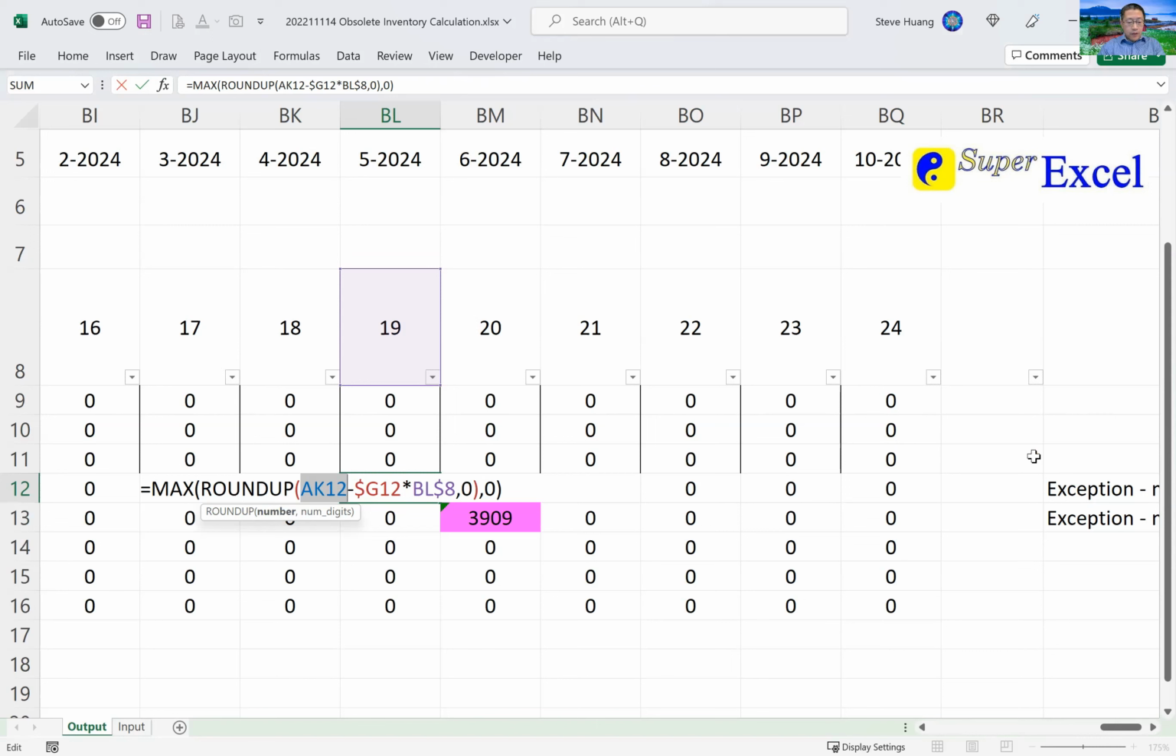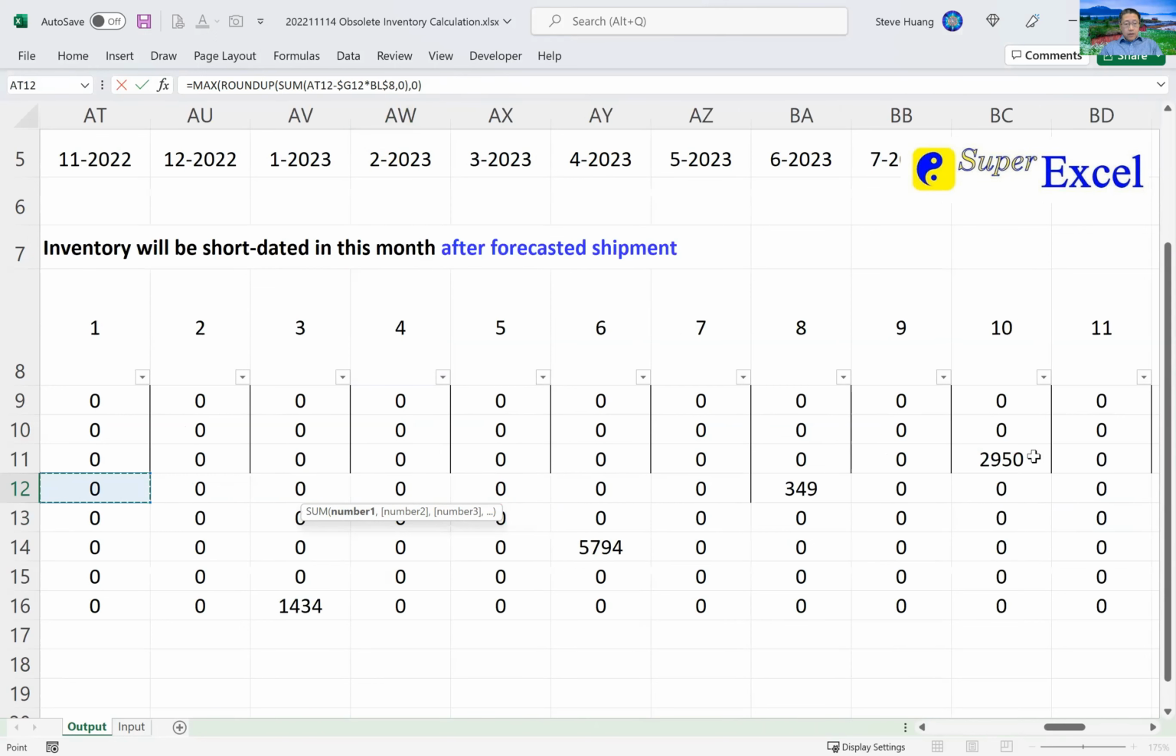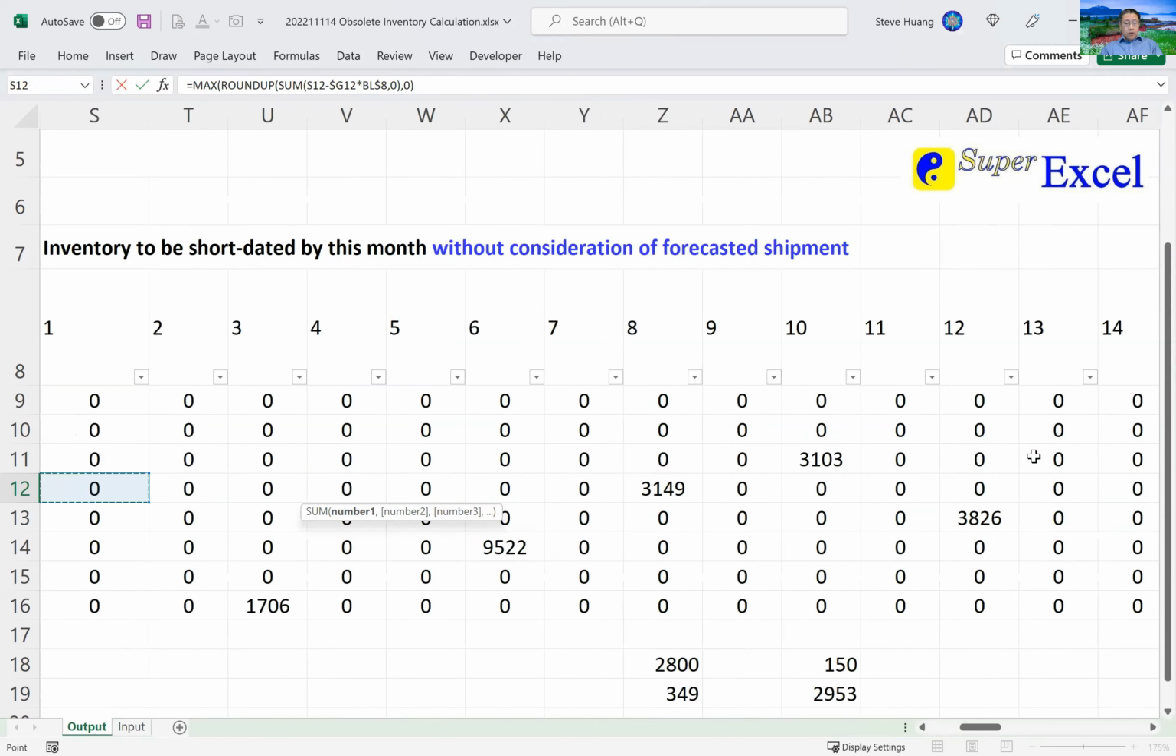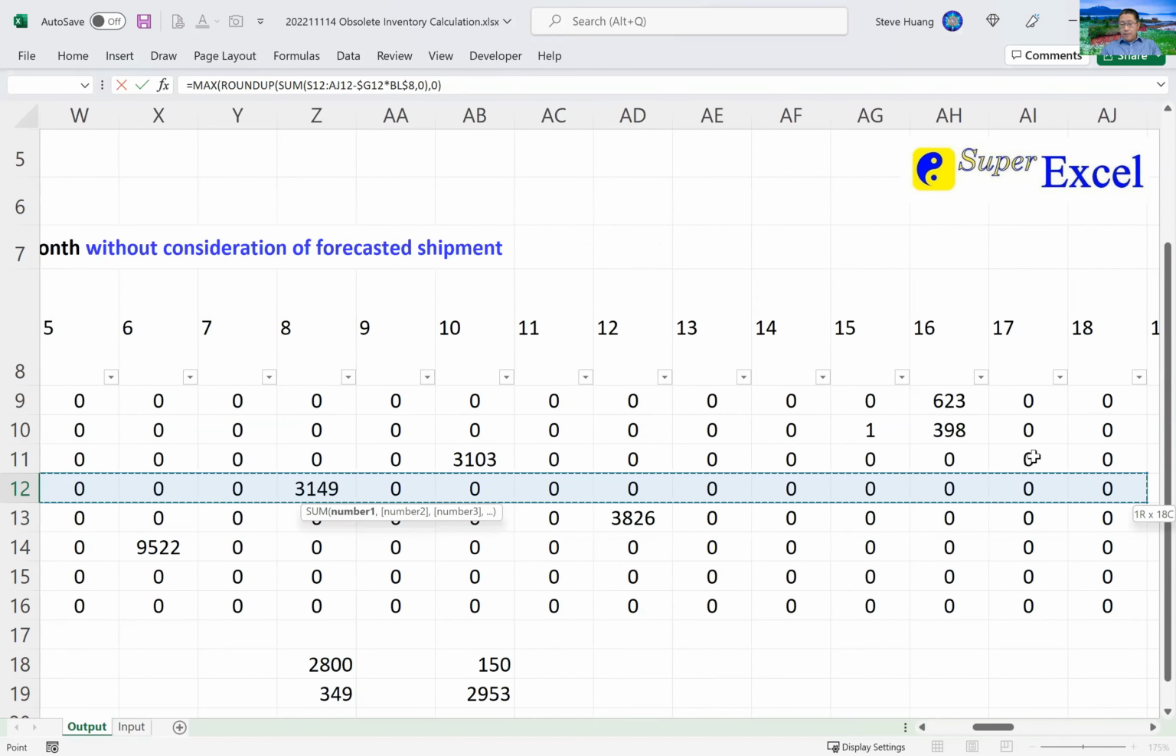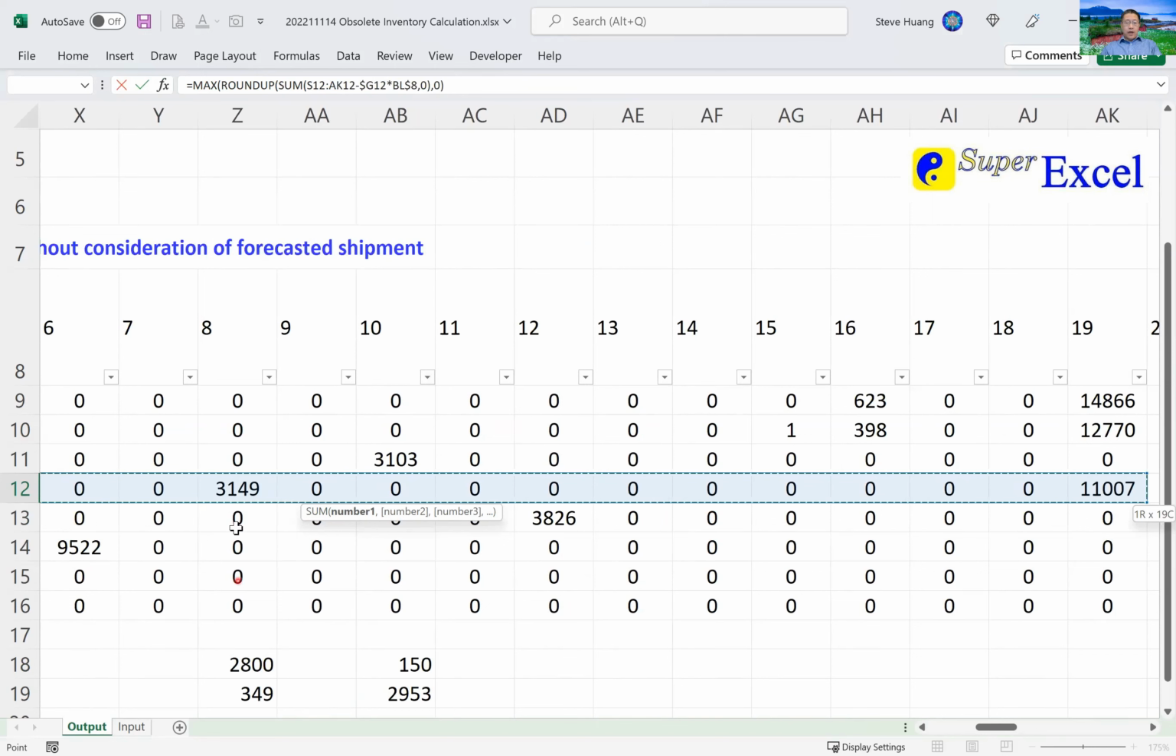So I will do a sum function to sum the inventory from this first month all the way to the 19th month, including that 3149 and 11007, and then closing bracket. You can still see my formula from here, but it's a little bit small. But that's the sum function I'm doing over here. I'm using all the available inventory, then compared to how many units will be shipped.